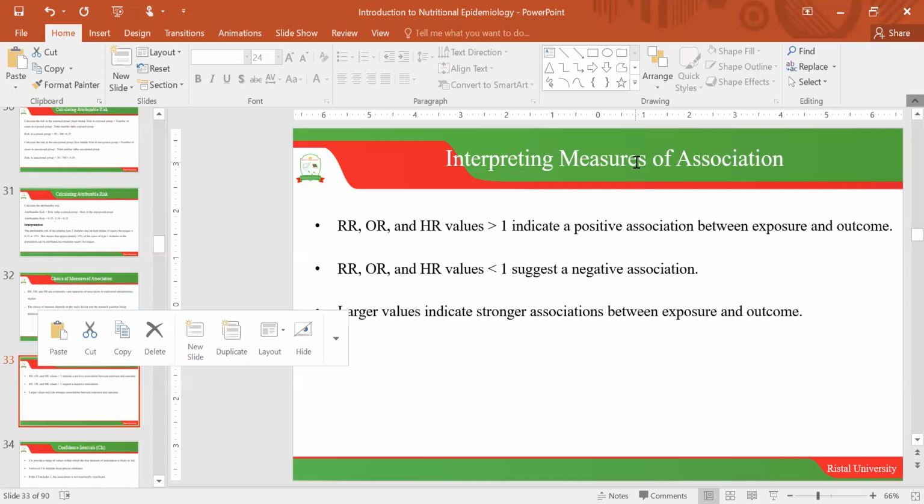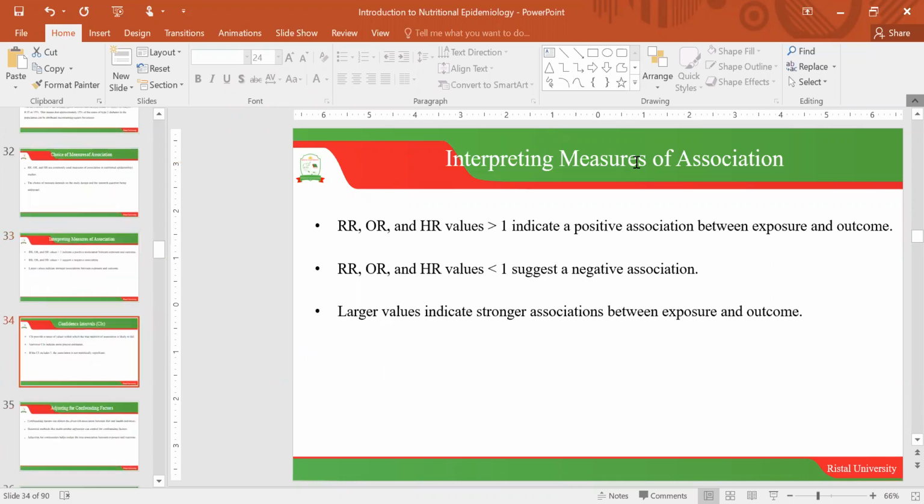The interpretation remains basically the same: if you get more than 1, it means that the exposure is increasing the risk in the exposed group. If you get less than 1, it means that the exposure is actually protective. So you need to understand that kind of interpretation.